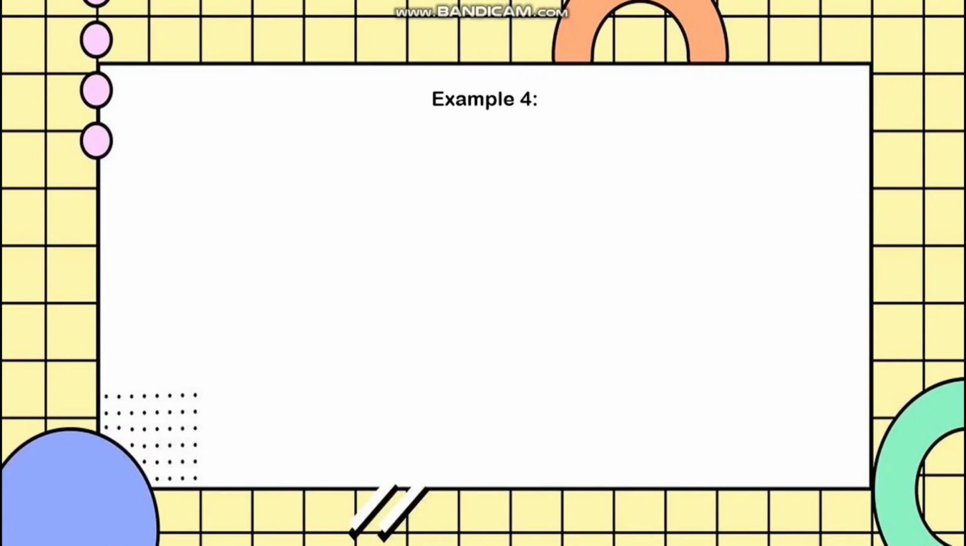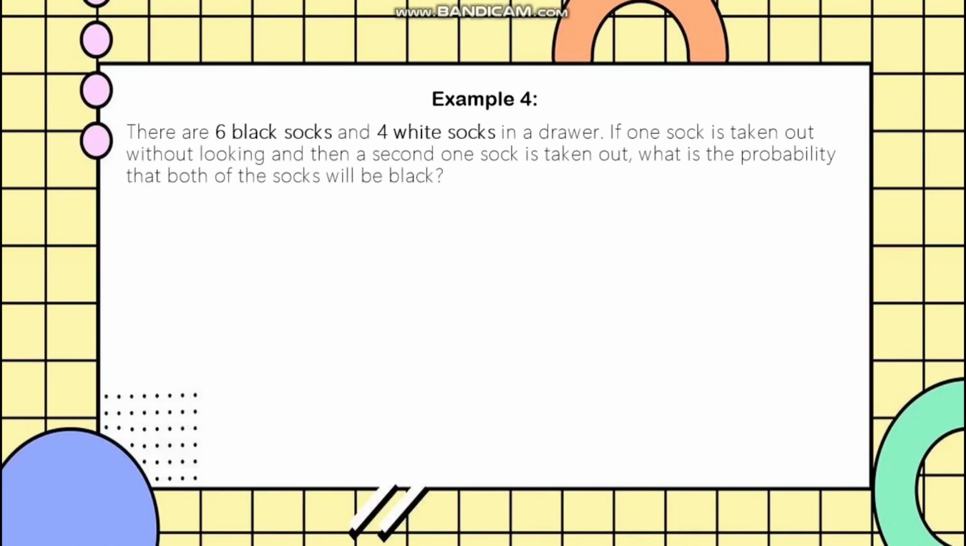Example number 4. There are 6 black socks and 4 white socks in a drawer. If one sock is taken out without looking and then a second sock is taken out, what is the probability that both of the socks will be black? We know that it is a probability of dependent events because there is no replacement. To answer this, first we need to get the probability of getting first black sock, which is equal to 6 over 10 or 3 over 5 if simplified.